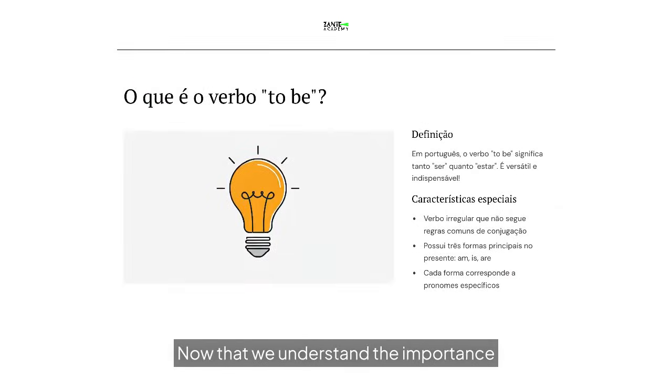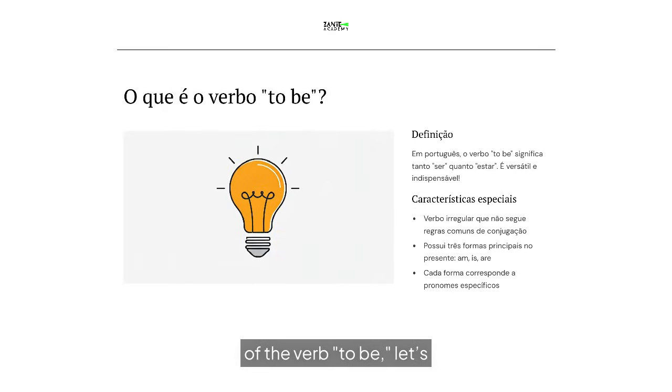Now that we understand the importance of the verb to be, let's delve into what it actually is. The verb to be is quite unique in English, serving two fundamental roles, which in Portuguese are represented by ser and estar. This means it's not only about stating facts, but also about describing states or conditions. For example, when you say, "I am happy," you're expressing a state of being. On the other hand, if you say, "I am a teacher," you're defining an identity. Notice how this versatility makes to be indispensable in everyday communication.